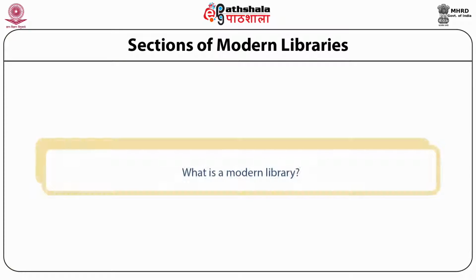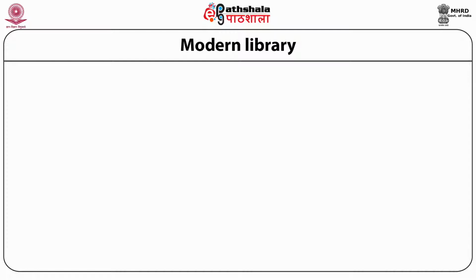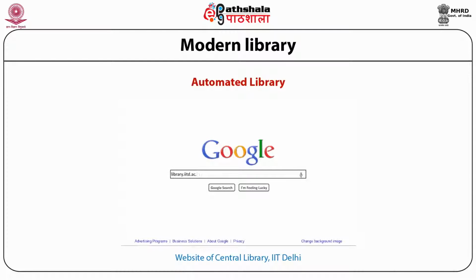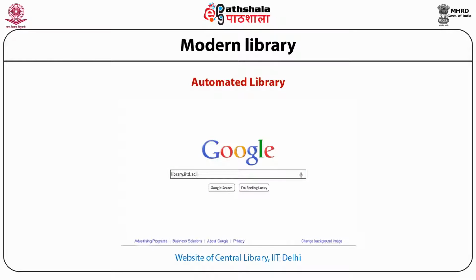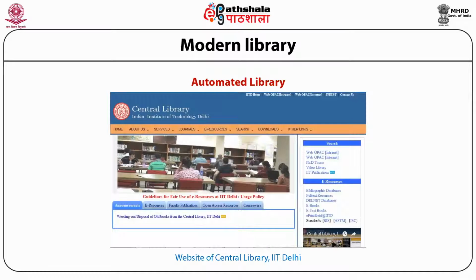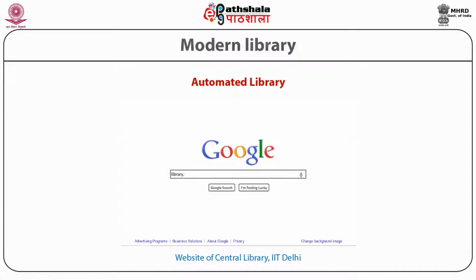Let's know what is a modern library. An automated library, a digital library, and a virtual library all are modern libraries. Let's see what is the basic difference between these libraries. In an automated library, all the housekeeping functions are automated with the help of computers and integrated library management software system. For example, Central Library of IIT Delhi is an automated library.